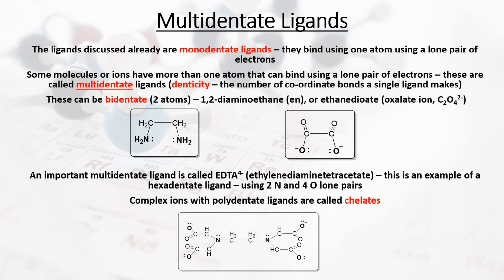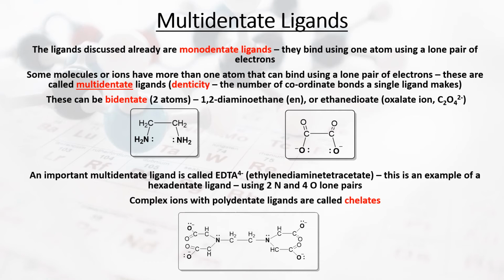Another one on the right here is this ethane dioate. So essentially the sort of dicarboxylic acid it would have been originally that's been deprotonated to form these carboxylate anions on both sides. This is often called the oxalate ion. It's C2O4 2-. But again here we have 2 negatively charged oxygens that have lone pairs that can form these coordinate bonds. And so again we have 2 atoms capable in the same ligand and therefore a bidentate ligand.